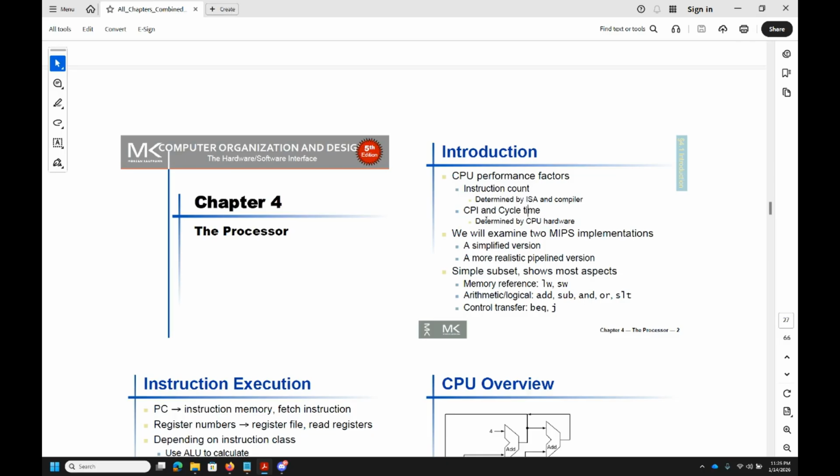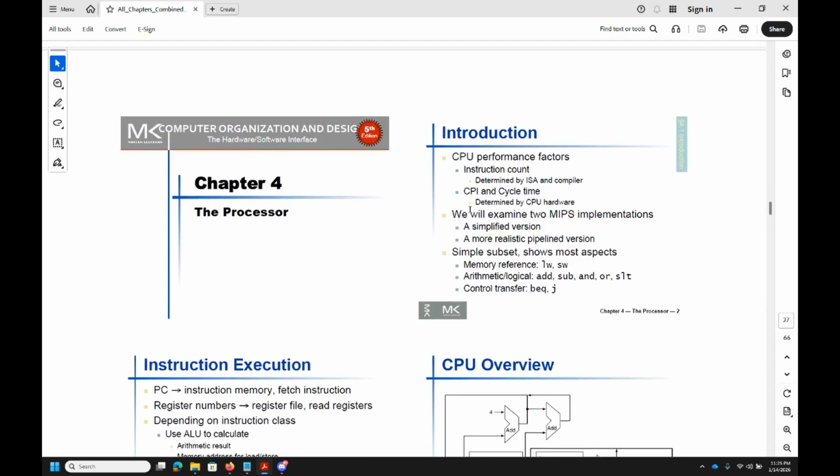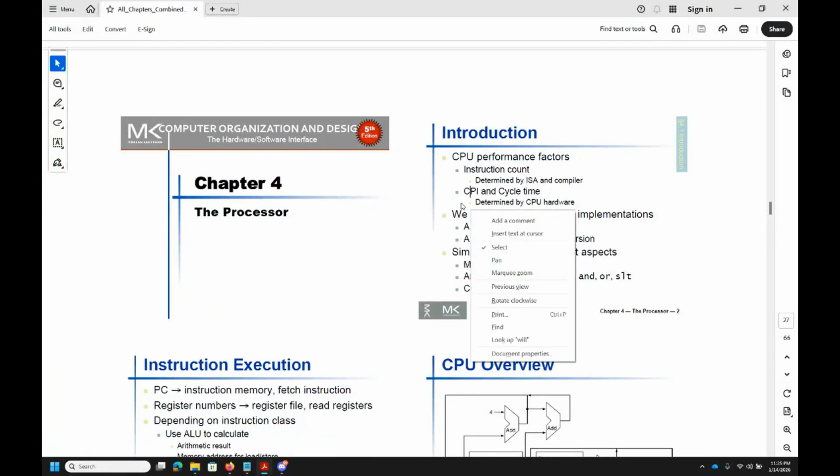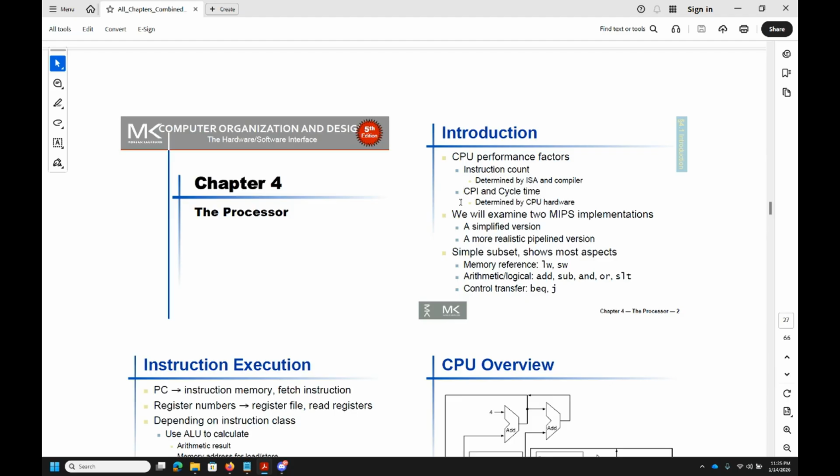So CPI and cycle time. The CPI is the cycles per instruction, and the cycle time is how long the processor takes to execute one cycle. Obviously this is important. A 5 gigahertz processor will run 5 times 10 to the power 9 operations per second, whereas a 4 gigahertz processor will run 4 times 10 to the power 9 operations per second. So if all other factors are the same, the 5 gigahertz processor will be faster than the 4 gigahertz one because it will have a shorter cycle time.